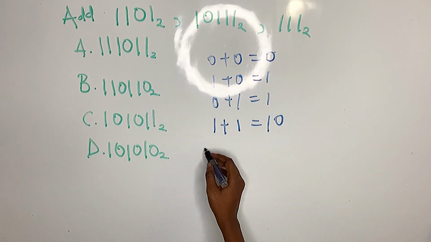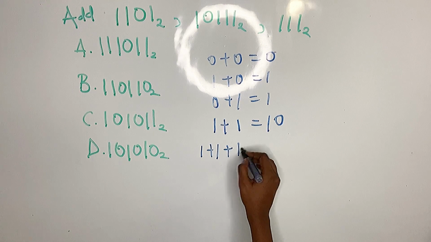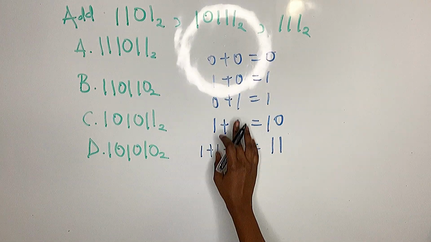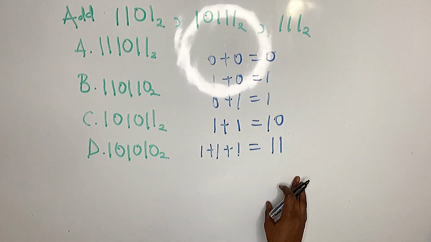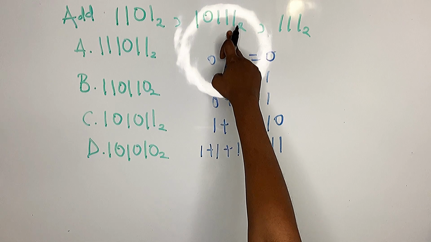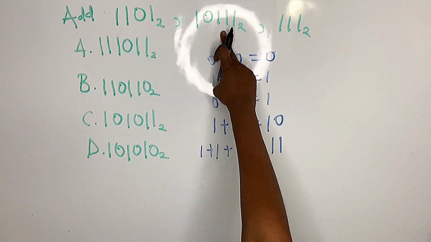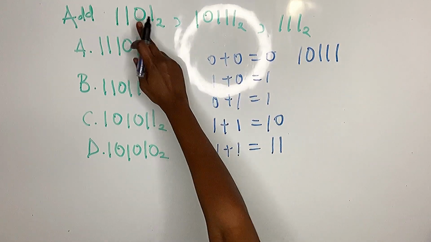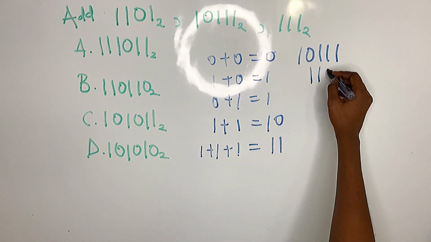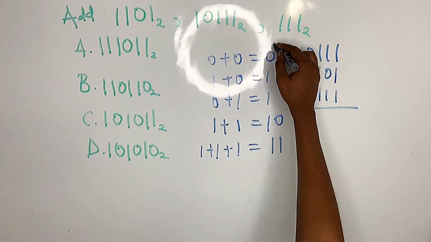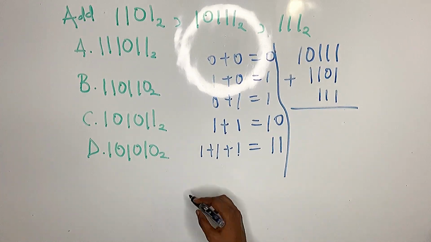And then the final rule is 1 plus 1 plus 1 is 11, okay? So now based on this, we are going to attempt to add these numbers. Let's write it out first. If this number has the most digits, I'm going to put this one on top. So we have 10111, next one 1101, and this one 111. So plus, let's just draw a line here, okay?